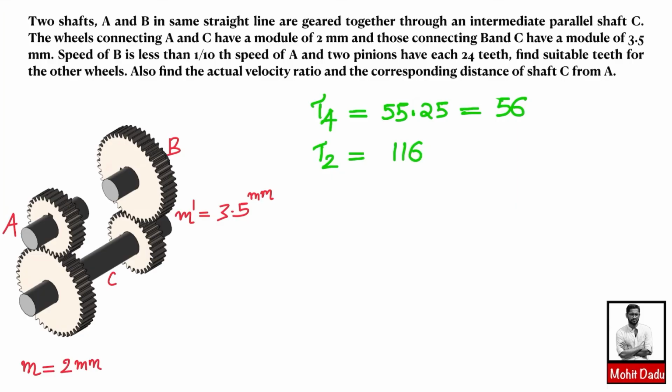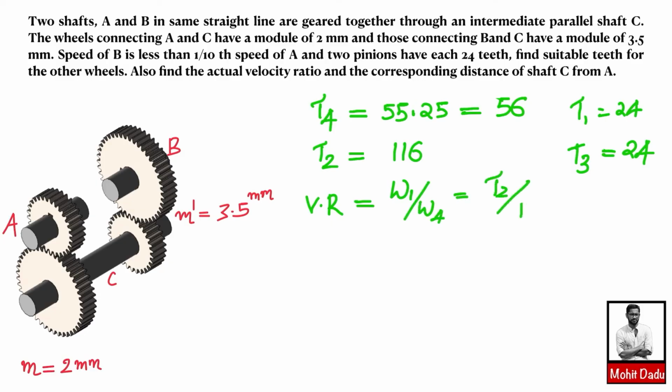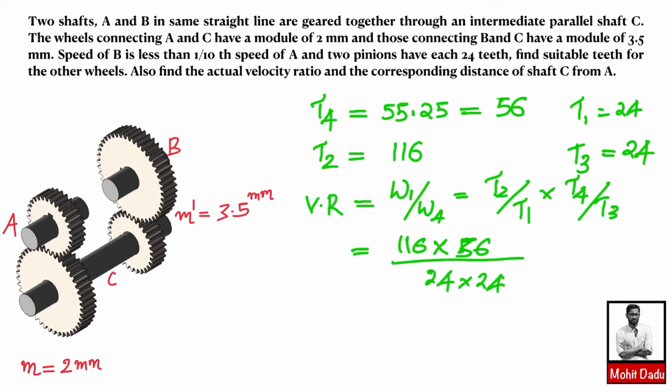So now we have the number of teeth on all gears. Already T1 is 24 and T3 is 24, and now we have T2 and T4. Based on this, you can calculate the actual velocity ratio. The velocity ratio omega 1 by omega 4 is equal to T2 by T1 into T4 by T3, based on the actual number of teeth. Earlier we made an assumption of 11. T2 is 116 into T4 is 56 divided by T1 is 24 and T3 is 24. Solving, you will get 11.28. So 11.28 is the actual velocity ratio.